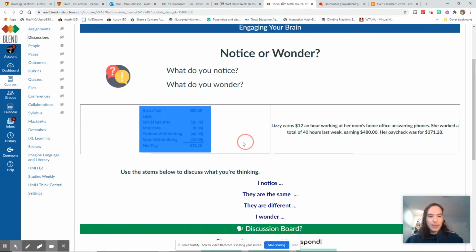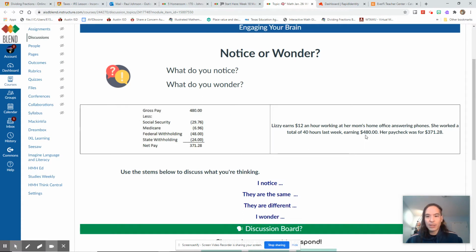So let's look at this thing on the left. Let's see what this says. Okay, so gross pay. It labeled it. Gross is most. So that's the amount that she earned. She worked 40 hours and made $12 an hour. So 12 times 40 is 480. That's her gross pay. That's how much she earned. But remember, now that she's earned that, she has to pay the government.